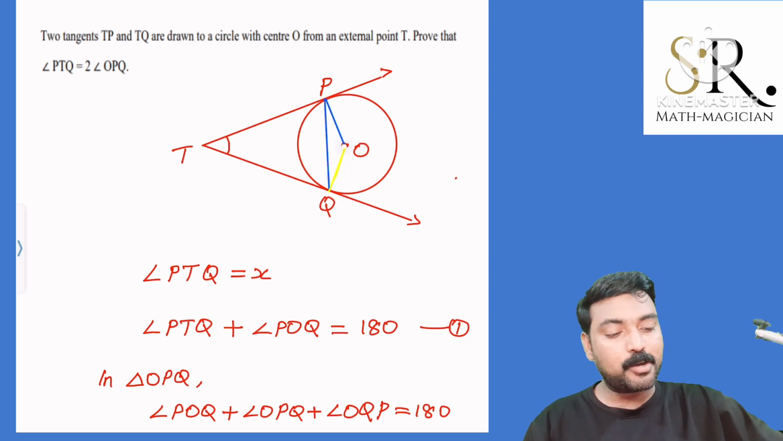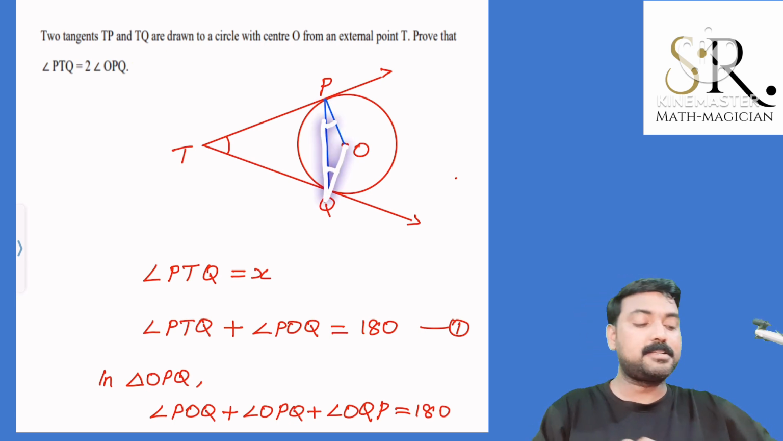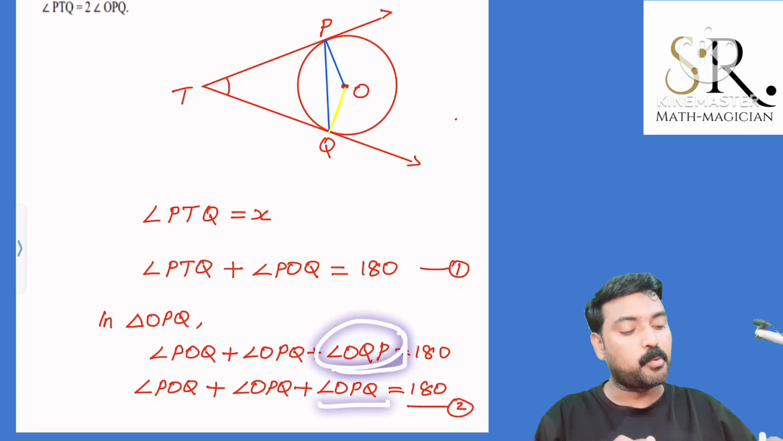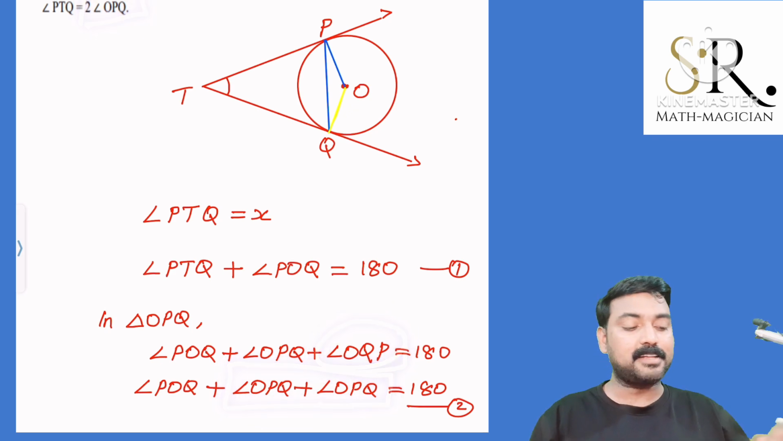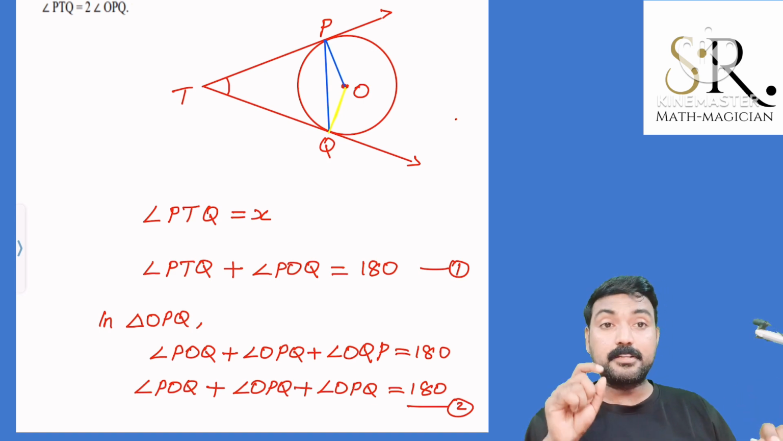So what is the angle here, OPQ? And what is the angle here, OQP? Both are equal, which means instead of this OQP, we can write OPQ, because that is what is required to prove in the question. Otherwise, we could change the second one to the first one if required. Now listen, it is very easy. Just watch it again if you have any doubt.